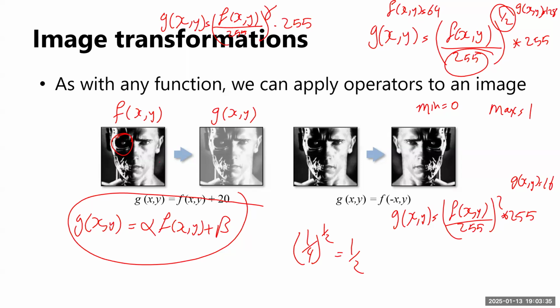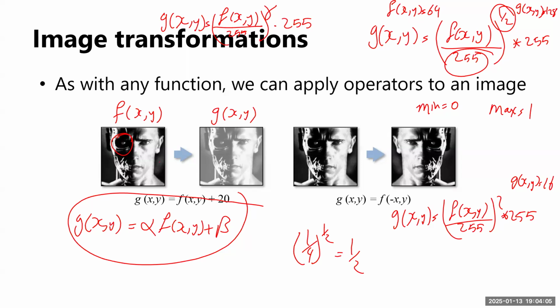If the value of gamma is a fraction, the value of the pixel will increase. If the value of gamma is greater than 1, the value of the pixel decreases. If it's exactly 1, what will happen? It will stay the same. Nothing changes, because the 255 cancels the 255, so g of x will equal f of x. Is it clear?